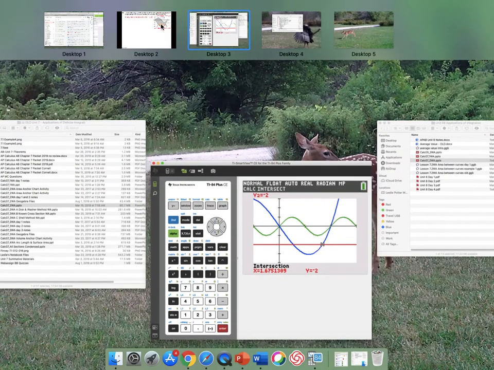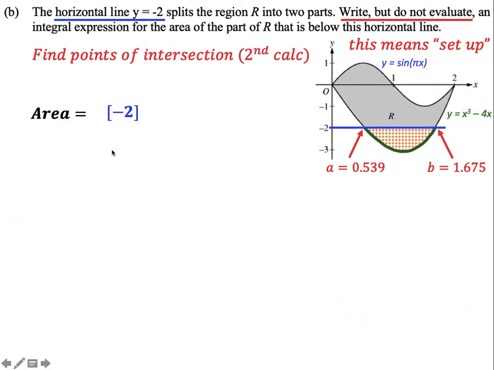So we're going to take those into our integral expression. Our area then is going to be my upper curve, -2, minus my lower curve, x cubed minus 4x. And we're going to integrate between those two bounds, a and b. And notice the a and the b, I located the a and the b and I noted it on the graph. I said a equals 0.539 and b equals 1.675. If you identify what a and b are, you can use the variables a and b in your expression. That's perfectly okay. The other thing you could do is put the 0.539 here and the 1.675 up there. So this is the setup.